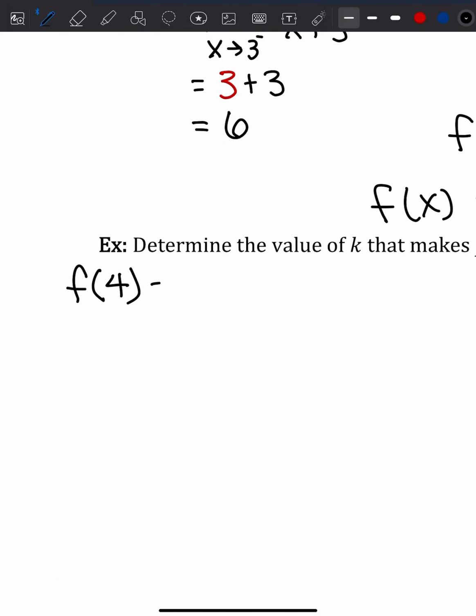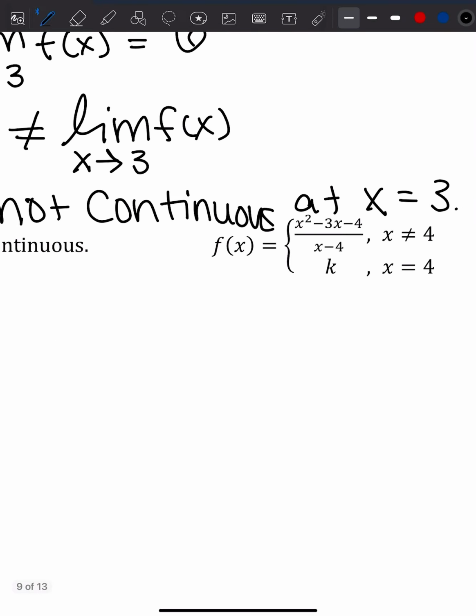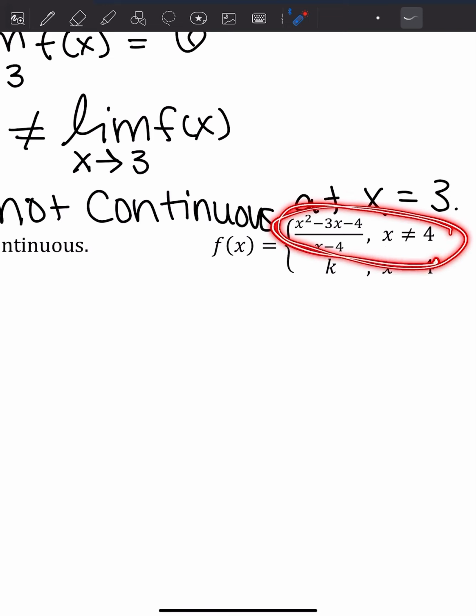So I'm going to just start with our y value. F of 4 equals k. We don't know what it is yet, but we can figure that out in a second. Okay, now we need to look at the limit as x approaches 4 of our function. So we're going to be using what our lines are approaching. Because a limit is not what the y value is, but what it's approaching, we're going to be using anything that is around 4 but not equal to 4. So we're going to be using this equation up here.